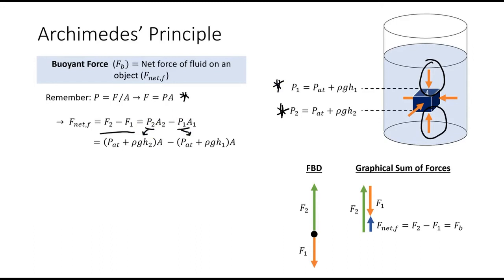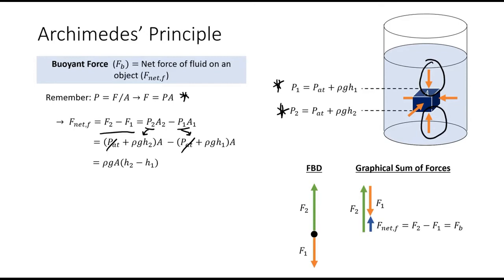Okay, so now I have another little equation, and we have factors of P atmosphere that will cancel, right? So I have P atmosphere minus P atmosphere, those will cancel. Rho, g, and A are the same between my first term and my second term, so I can factor those out, and I just end up with rho g A times H2 minus H1.